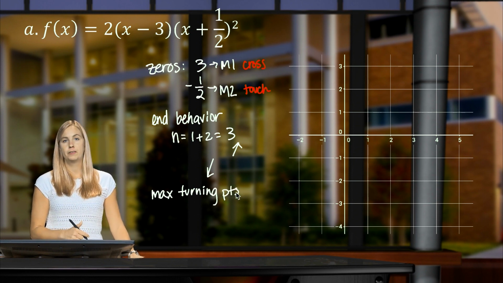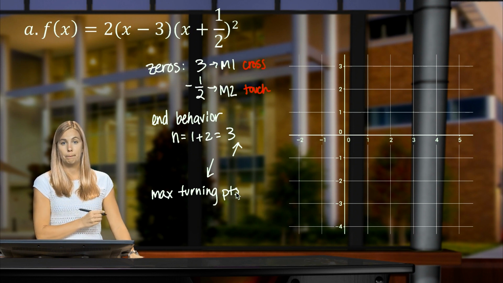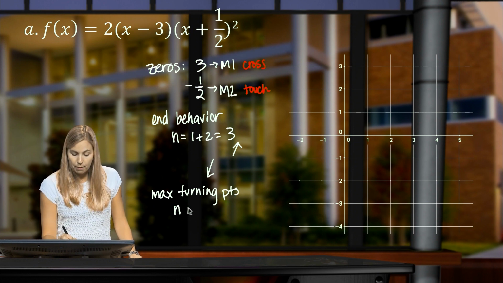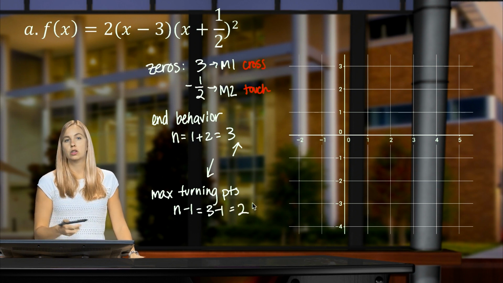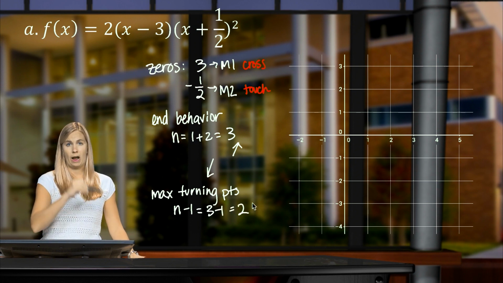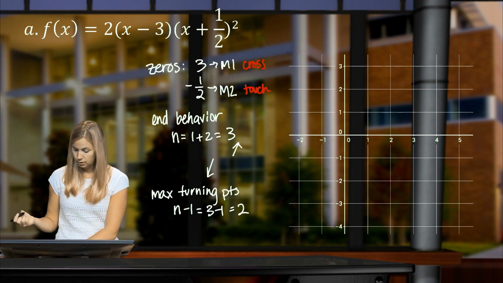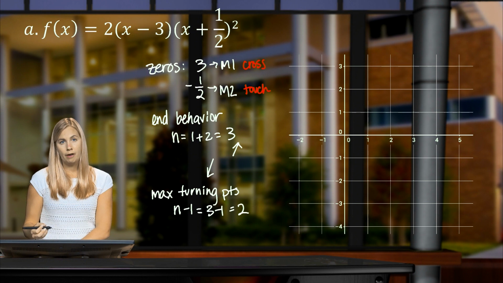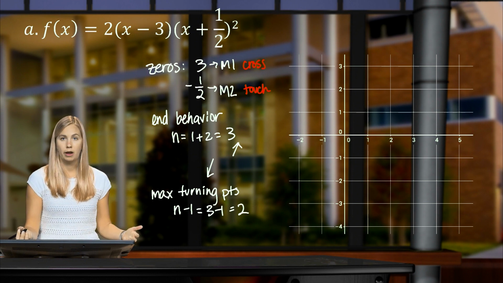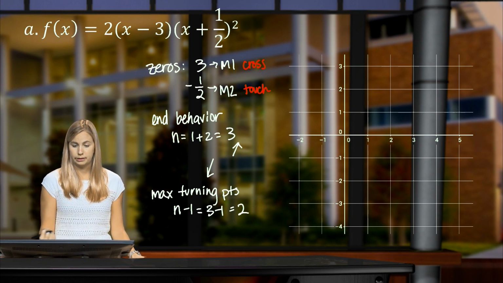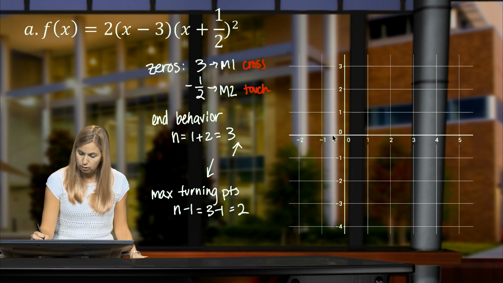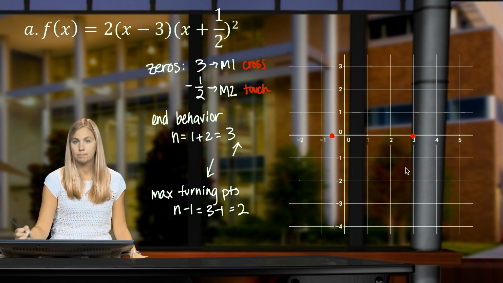Now the maximum number of turning points is also determined by the degree. That's n minus 1, which is 3 minus 1 or 2. So the maximum number of times that this graph is going to turn is twice. So now when we go to graph this, we're going to start by plotting our zeros. Those are the 2 points that we know exist on this graph. So we've got a 0 at negative 1/2 and another one at 3.